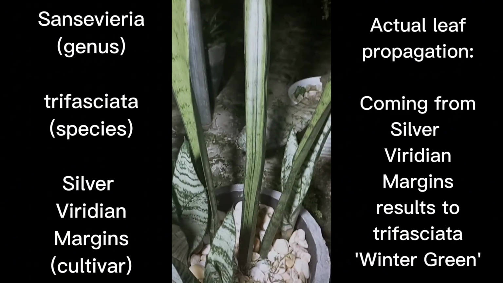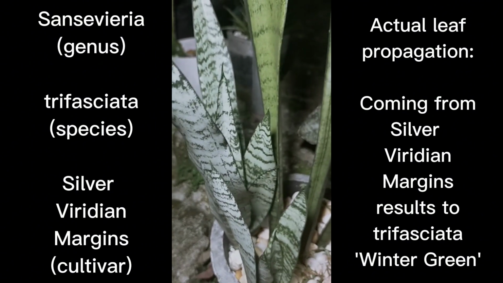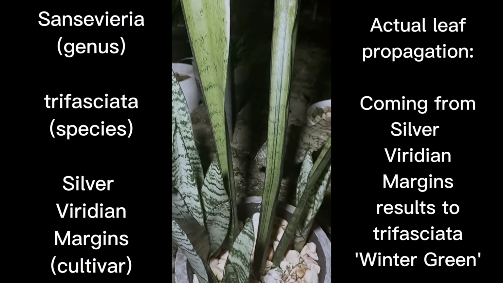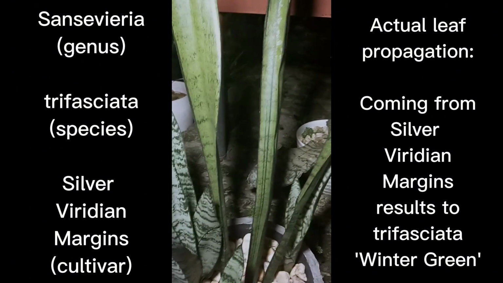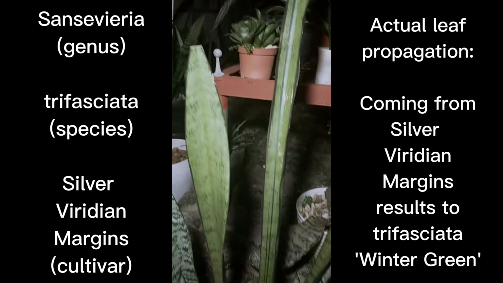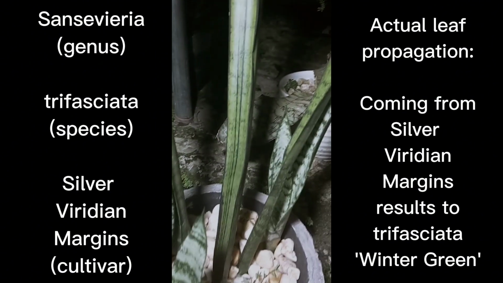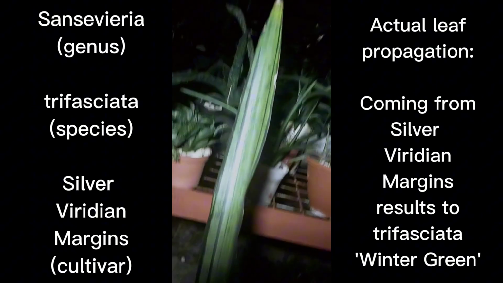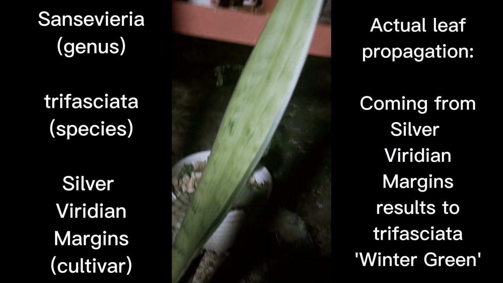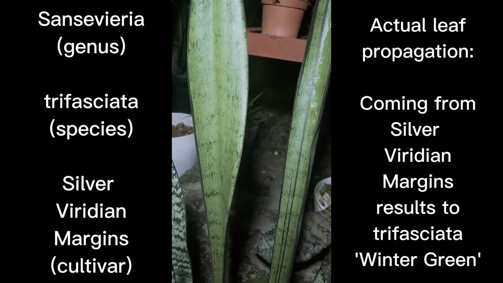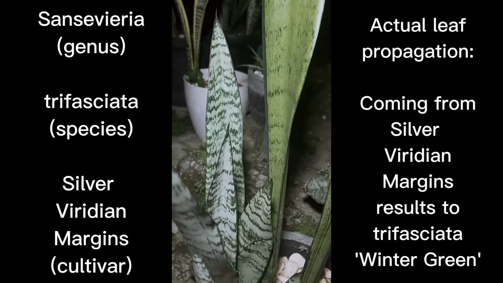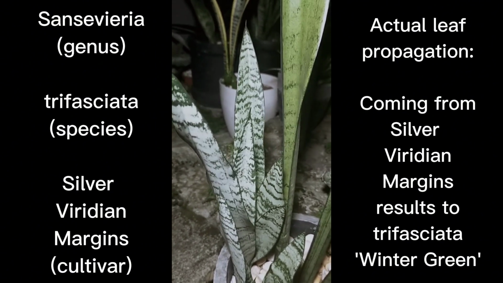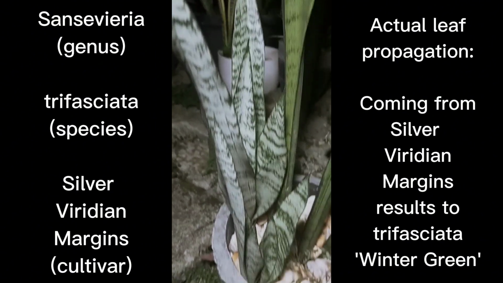Alright, folks, we're back, and it's nighttime here in our garden. What I'm showing you right now are the results of the propagation of my trifasciata Silver Viridian Margins. As you can see, those are the leaves, like what I already showed you. Minimal bandings, not like the green line that you're calling. And these are the pups coming from the Silver Laurentii Silver Viridian Margins.